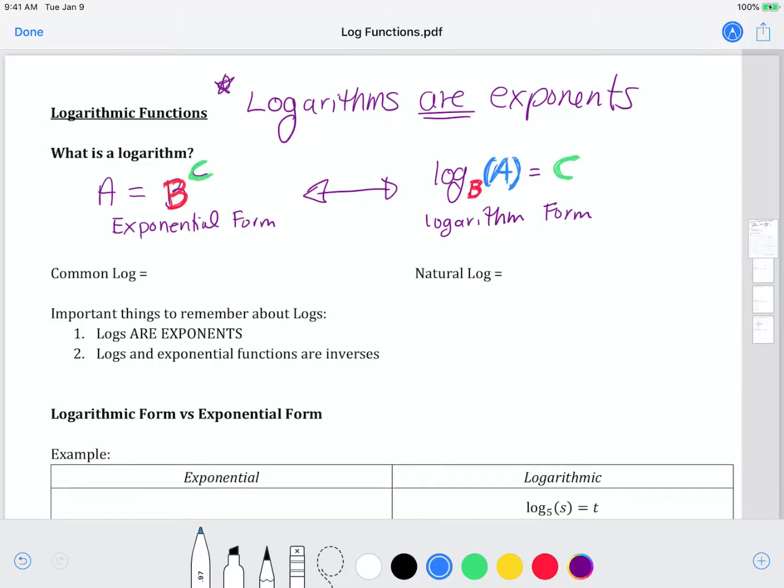And this a that I take a log of, that's a function. You plug in an a, you get out your exponent. That a should match with this a.